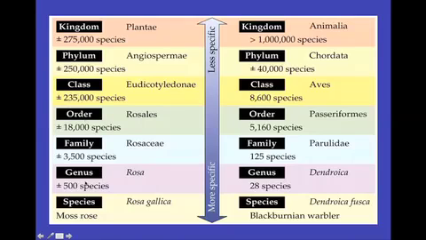Then, genus Rosa is one of several genera. Unfortunately, the plural of genus is genera. In the family Rosaceae there are 3,500 species. And then there's a bunch of different families in the order Rosales, and there are 18,000 species in Rosales. These all belong in the class Eudicotyledon, whatever. And there are 235,000, really a quarter million, species of plants in the class Eudicotyledon.